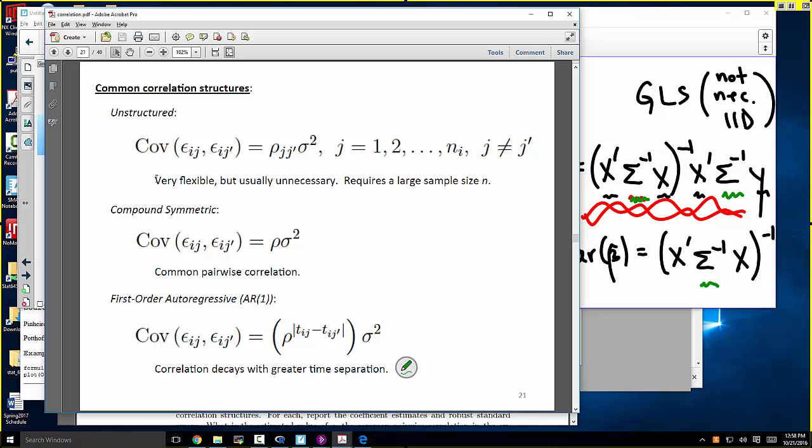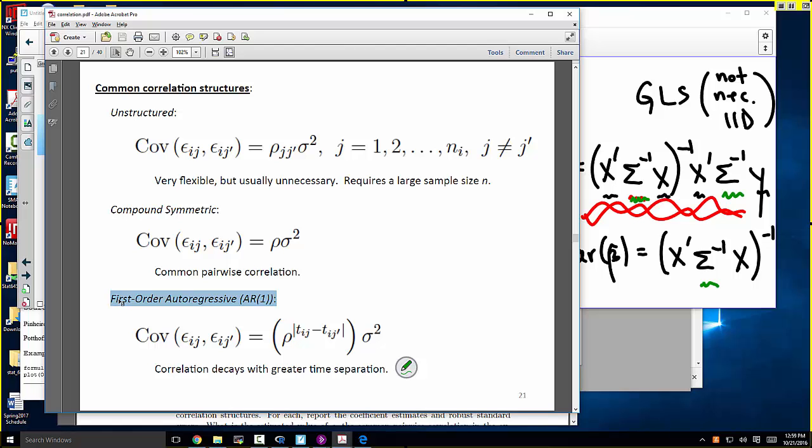So this is the most flexible choice, but it needs a large sample size because it's not simplifying capital sigma for you, which means you have to estimate the full set of parameters. So you would typically need a big sample size to do this. And often, one or the other of these simplifications is sufficient, at least as an approximation.